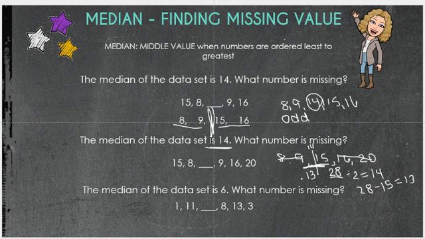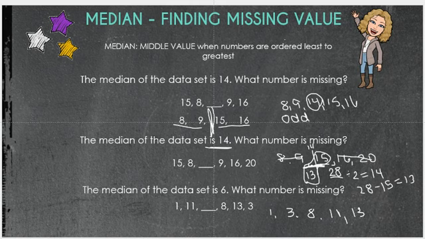So if we think about that again, as we're looking at the 2 middle values, the median is the average of the 2. 13 plus 15 is 28. 28 divided by 2 gives us the 14. We'll look at the same thing in this last example. The median of this data set is 6. What number is missing in this case? So we'll write these out. We've got 1, 3, 8, 11, and 13.